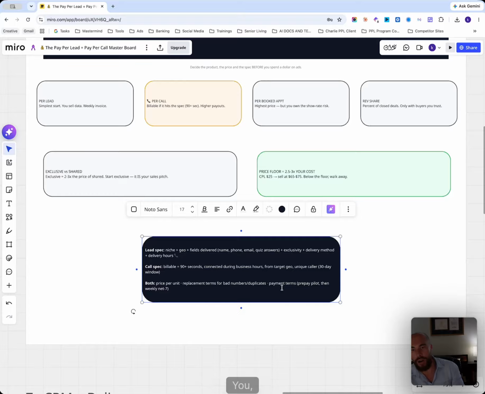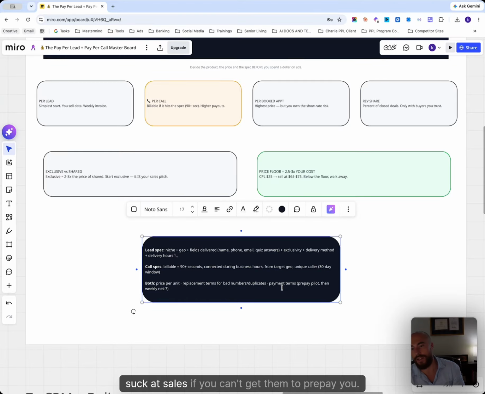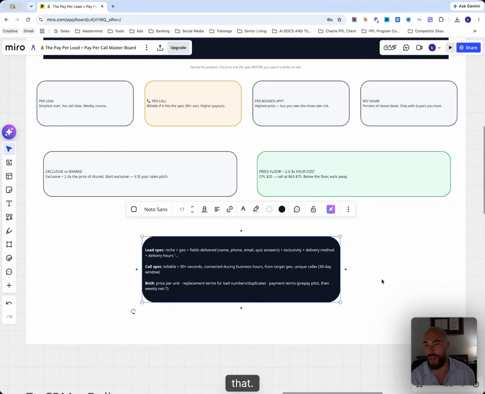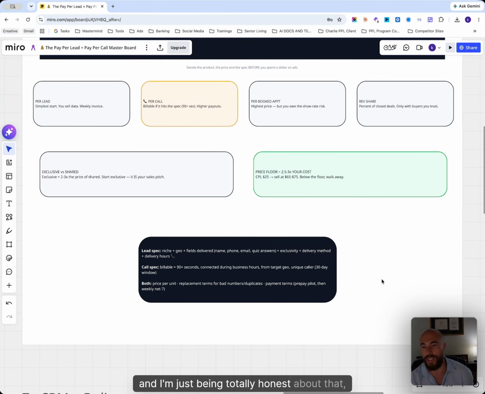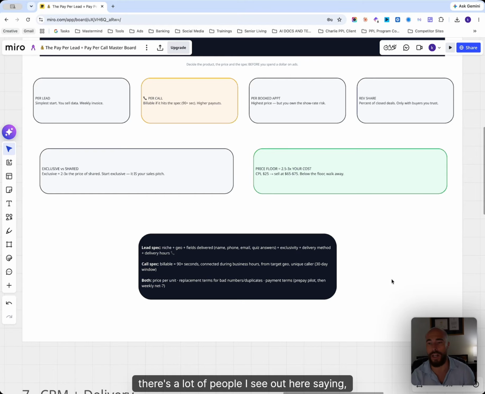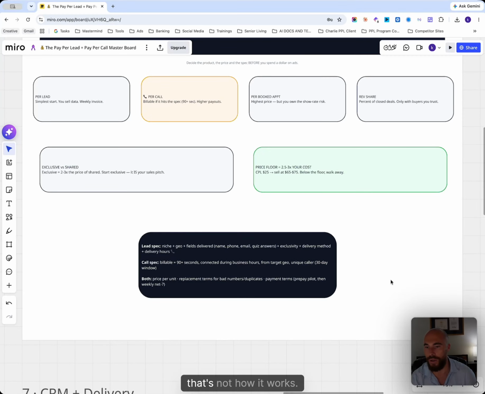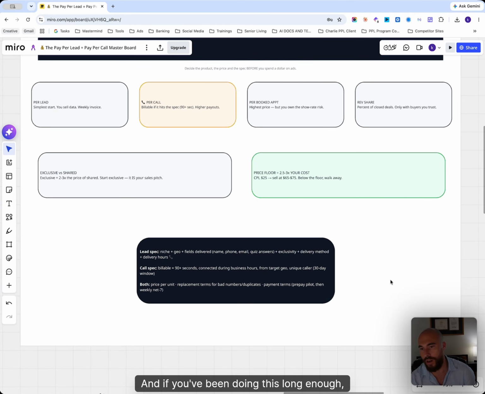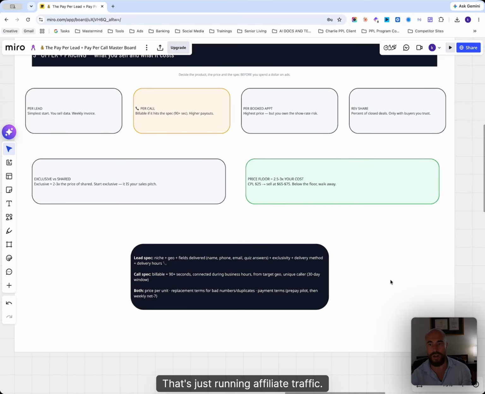It's not hard. You suck at sales if you can't get them to prepay you, and you should not be running a business if you do that. I'm just being totally honest about that. There's a lot of people I see out here saying, oh, net 7, net 14. It's like, no, bro, that's not how it works. If you've been doing this long enough, you'll know that's exactly not how it works. That's just running affiliate traffic, and at that point, it's not what you're supposed to be doing.